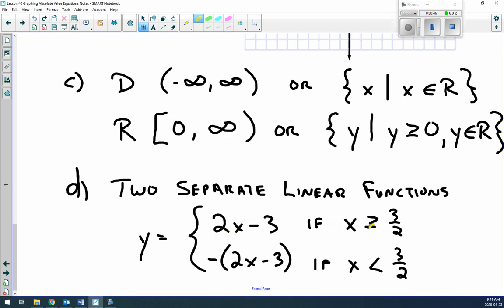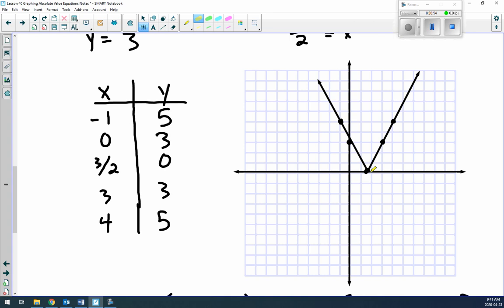Remember, the original has to have the greater than or equal to or less than or equal to. It has to have the equals part of it. So x is greater than or equal to 3 over 2, because that's where the x-intercept sits. Everything greater than 3 over 2, that's the original.